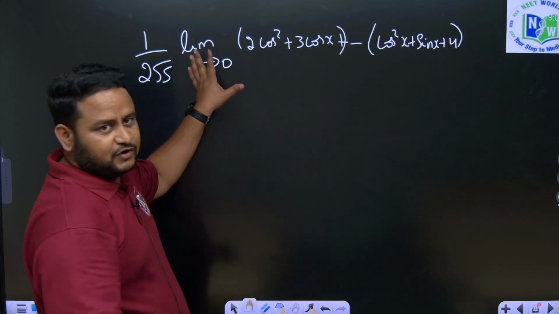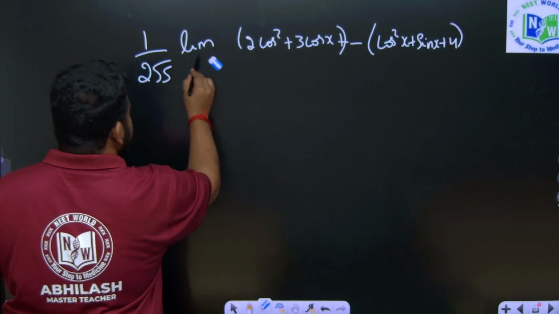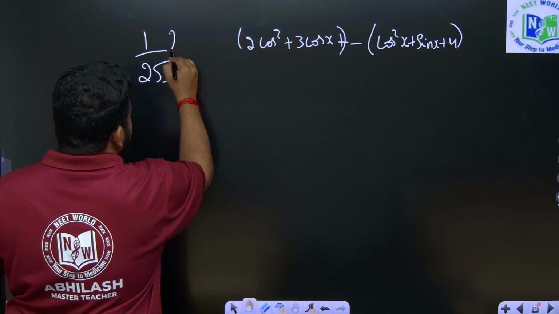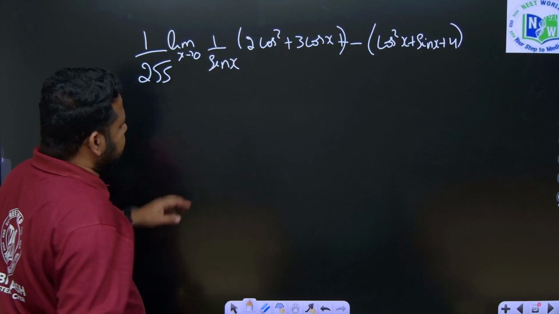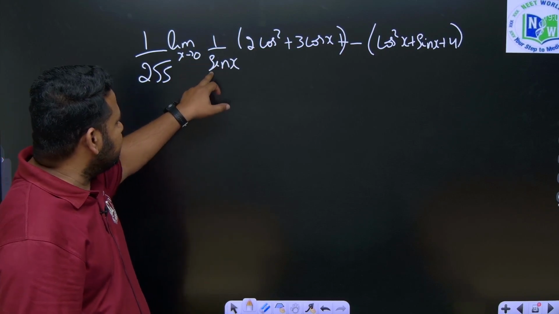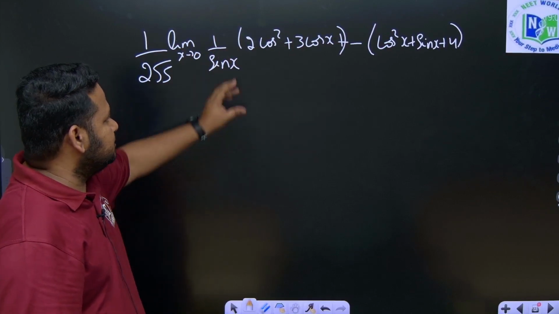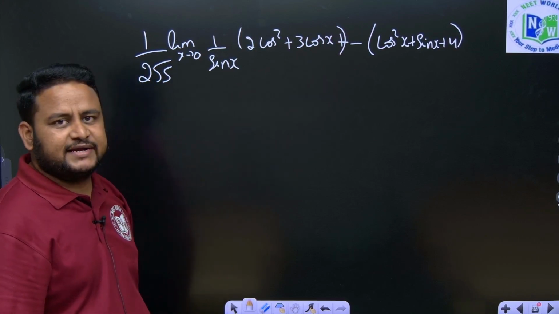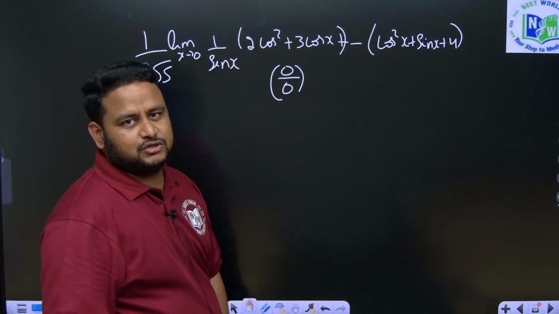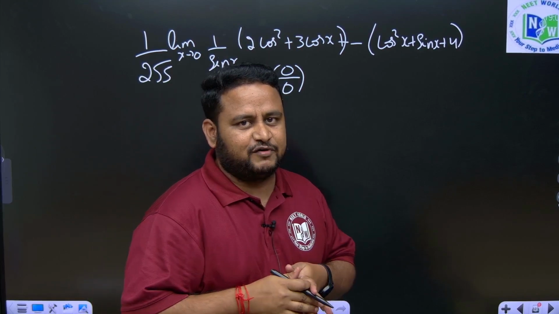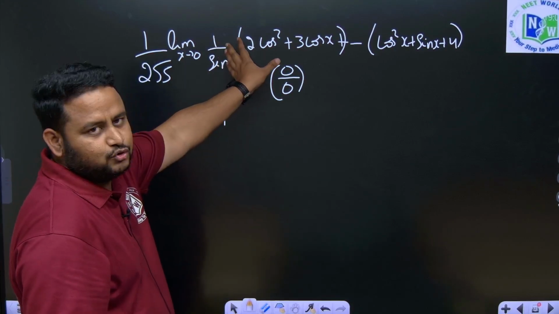And one more thing you should not forget, there is 1 by sin x, let us write it as it is. Limit as x tends to 0, 1 by sin x is there. Now if I apply 0, it will become sin 0, so the entire thing will become 0. This is 0 minus 0, you will get. So this is of the form 0 by 0. When it is 0 by 0 form, we know that we will take the help of our best friend, that is LH rule. So I can differentiate numerator and denominator.